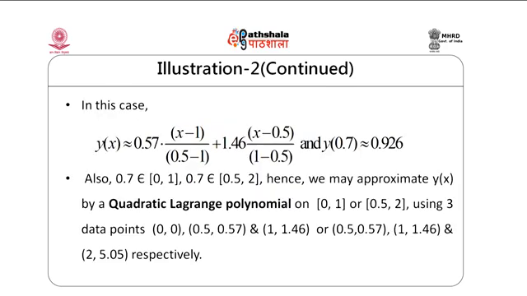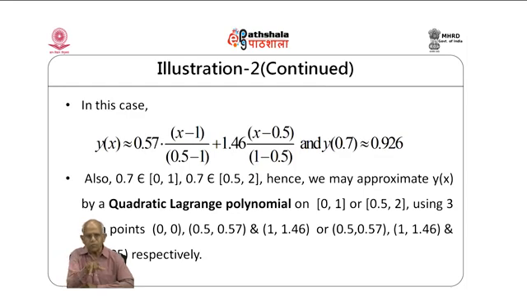and that can be obtained very easily as y(x) equal to 0.57, because the value at 0.5 is given by, x minus 1 upon 0.5 minus 1, plus 1.46 into x minus 0.5 upon 1 minus 0.5, and that will yield us y at 0.7, which is given by 0.926.